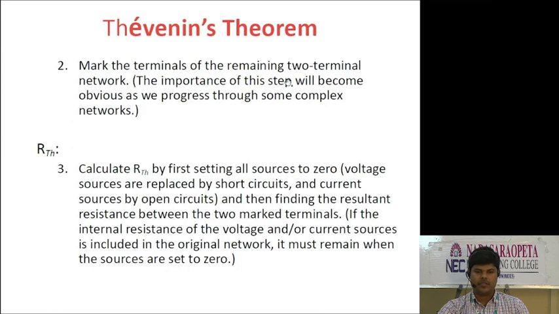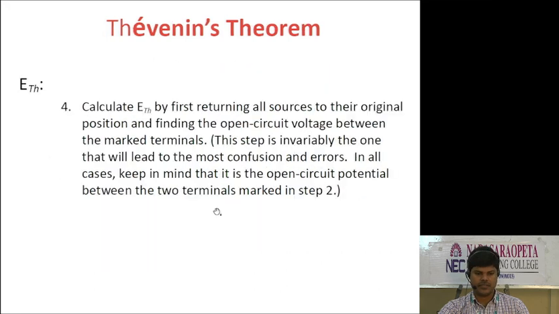Mark the remaining two terminals of the network. Next, calculate the output part. First, set all sources to 0. So how do we calculate the Thevenin resistance? First, we will take all the sources to 0. Voltage sources are replaced with a short circuit. If it is a current source, we will make it an open circuit. The remaining procedure is nothing but a simple equivalent resistance.